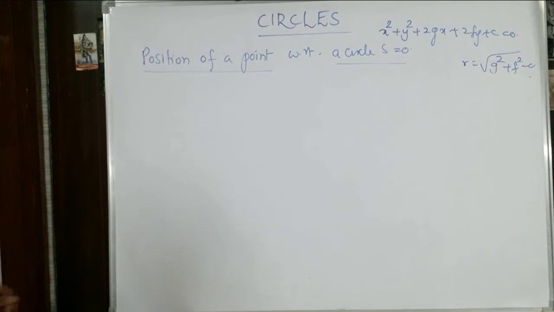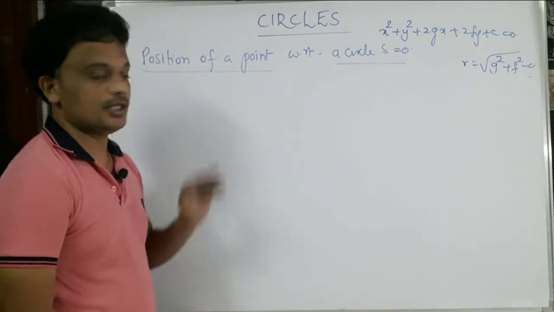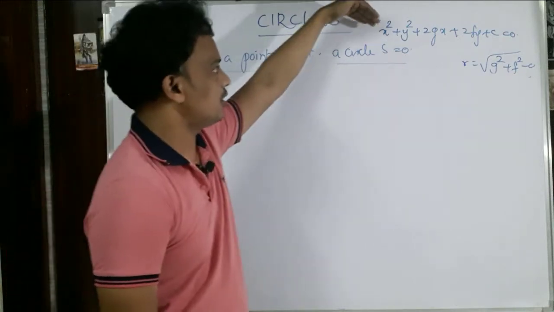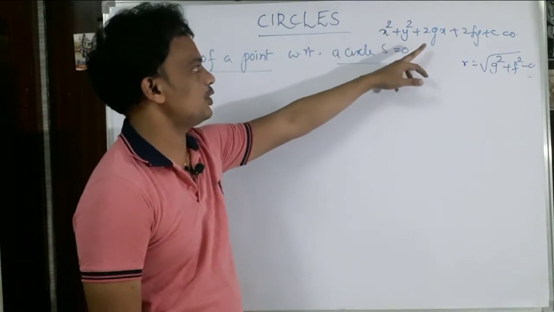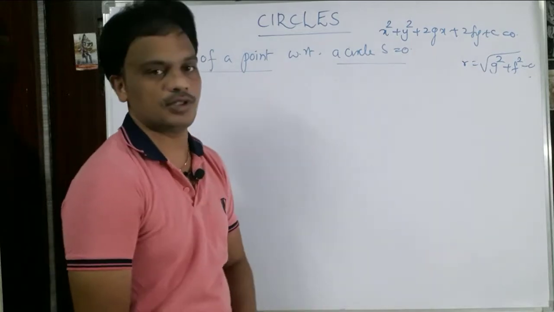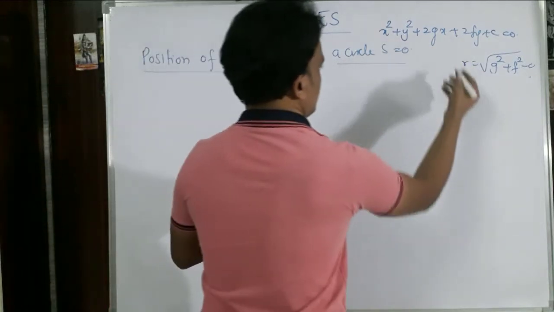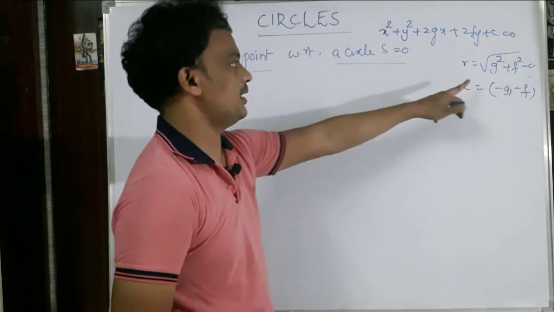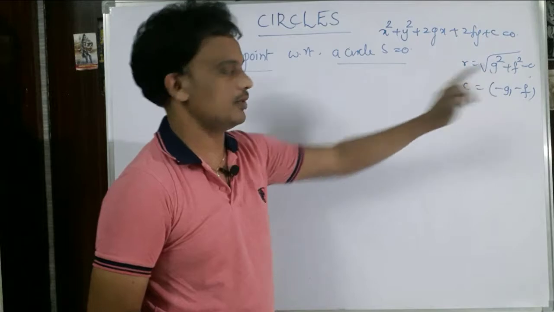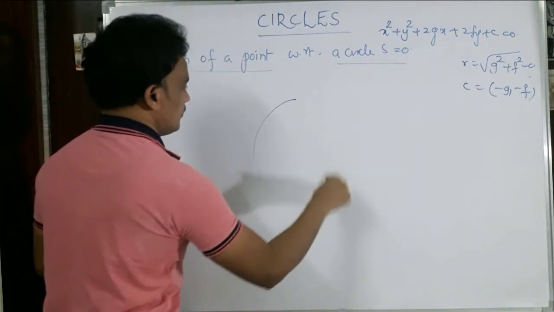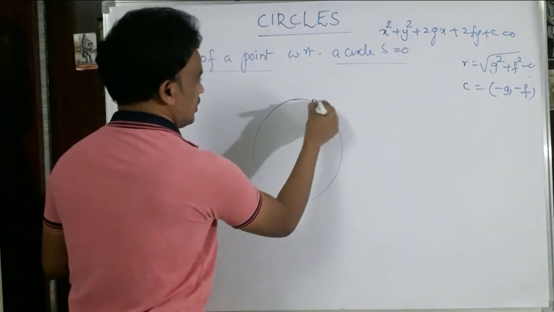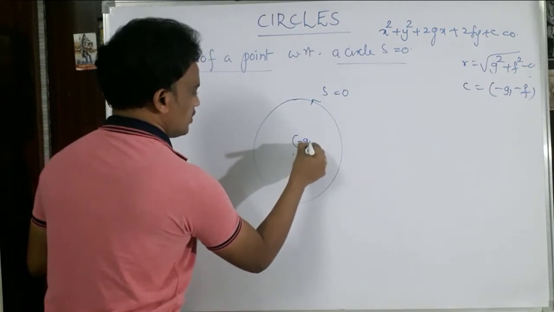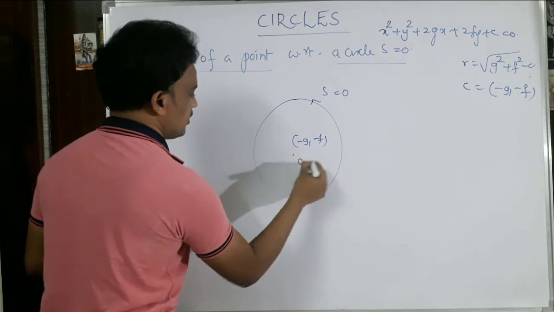The next concept is the position of a point with respect to the circle S equals 0. S means our general form of a circle, x square plus y square plus 2gx plus 2fy plus c equals 0. For that, the center of the circle is (minus g, minus f), and the radius is root of g square plus f square minus c. So for a circle S equals 0, the center is (minus g, minus f). This is the center of the circle.